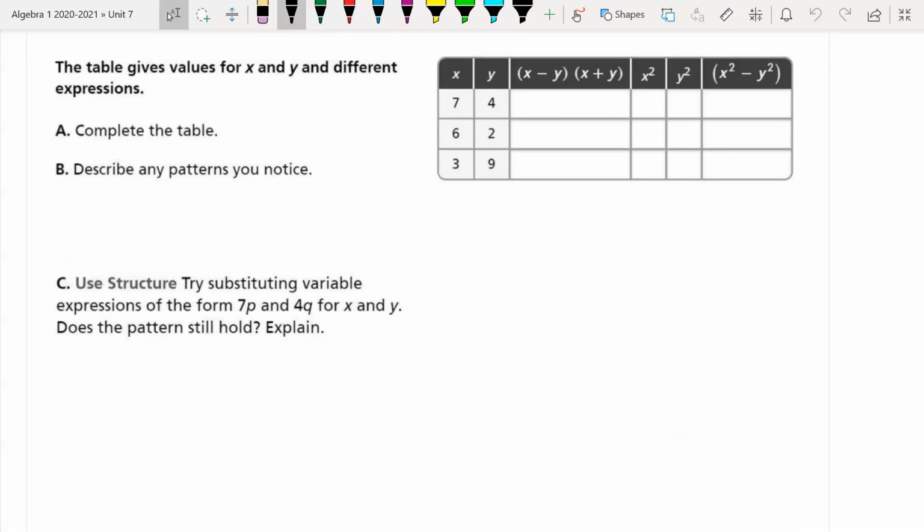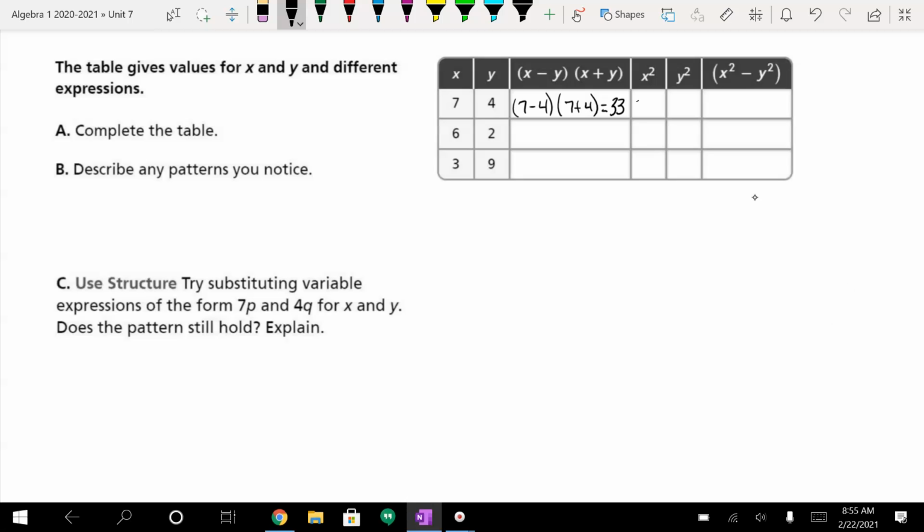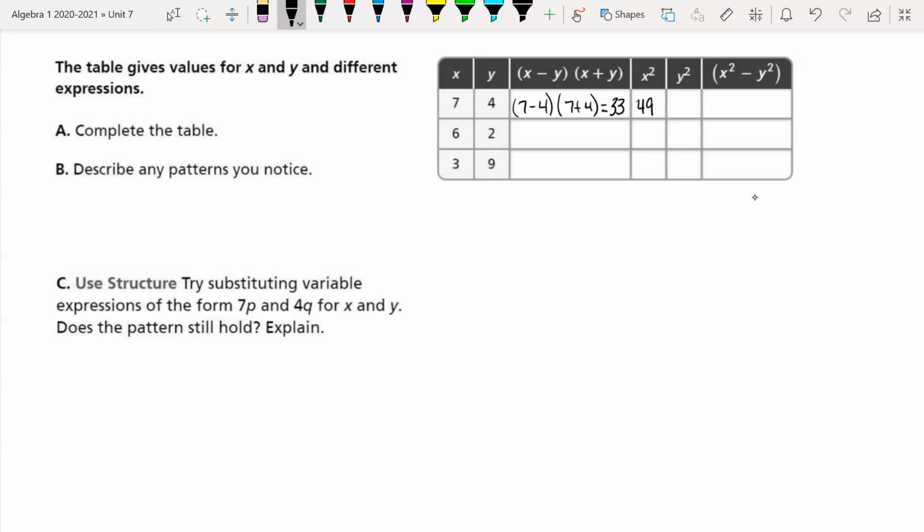So to kind of lead off the discussion, I just give you a table that gives you the values for x and y and different expressions. So now we're going to complete the table. If my x is 7 and my y is 4, I could do 7 minus 4 times 7 plus 4. Well, 7 minus 4 is 3. 7 plus 4 is 11. So 3 times 11 gives me 33. So another way to think about this, x squared, well, that's 7 times 7 is 49. Y squared, that is 16. Well, what is x squared minus y squared? Again, that's 33. So kind of the same thing.